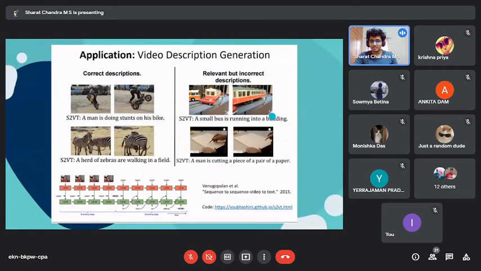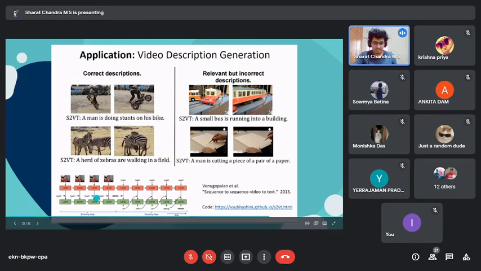Even this video description generation. So a video is fed into it and it records every frame of it. It also observes every frame of it and gives you live subtitles. A man is doing stunts on his bike. A herd of zebras are walking in a field. So if you see, these are LSTMs, and because they have access to the context, they are able to do this. And this is the paper. If you want to explore, you can.